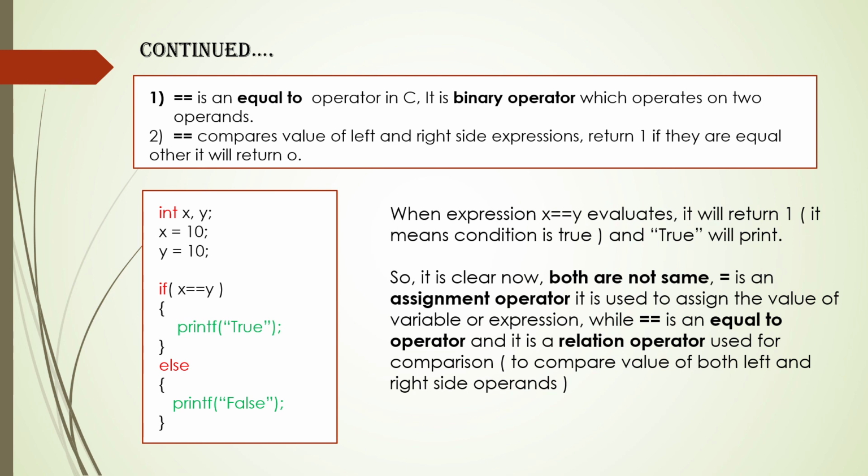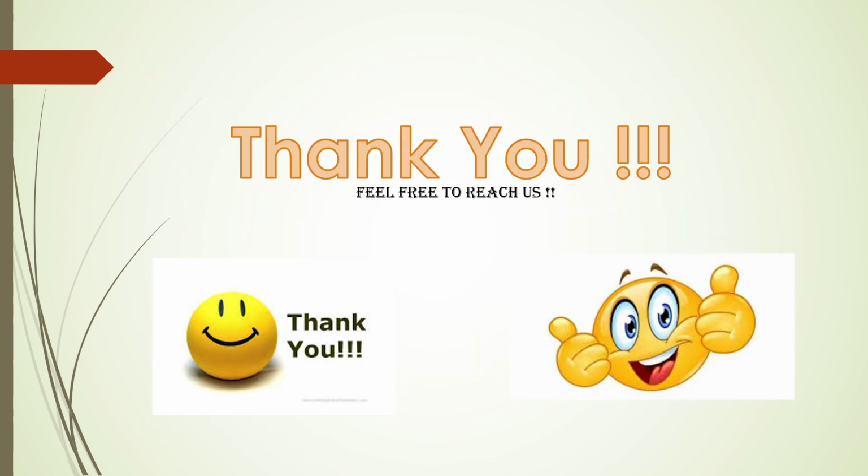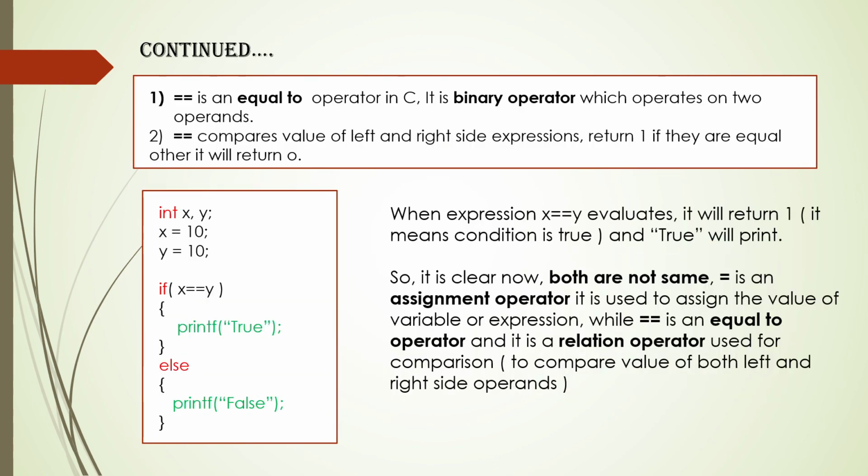If this condition is true, then it will execute the if block, that is printf true. If this condition is true, then it will print true, otherwise it will print false. Don't worry about if and else right now. We will cover this in the upcoming lectures, but as of now, for better understanding of this operator, if the values of x and y are equal, then it will print the if part, that is true, otherwise it will print false. So this was the difference between the assignment and equal to operators.